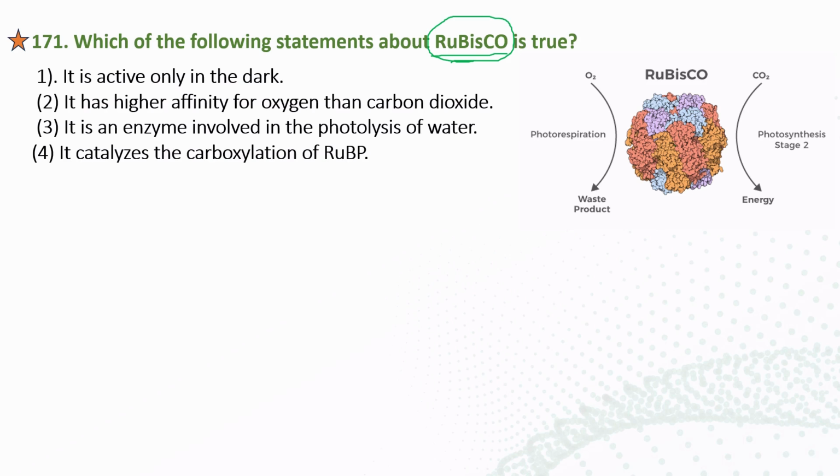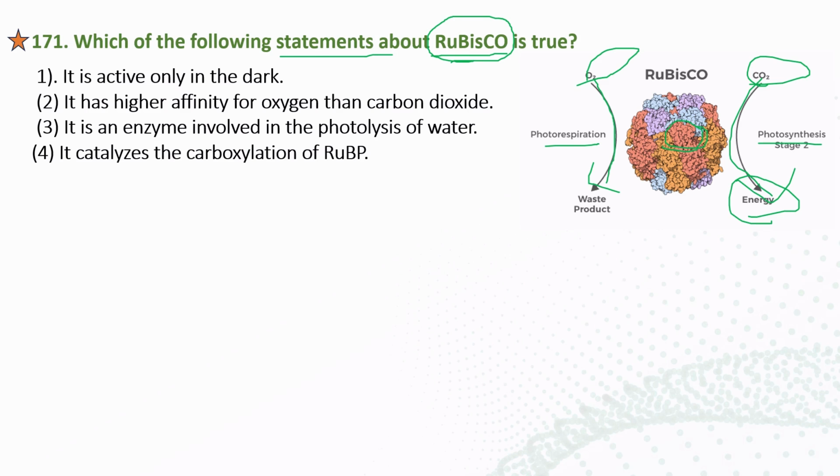Okay, it absorbs both oxygen and carbon dioxide. It absorbs the carbon dioxide and converts it into a waste product, whereas the CO2 is converted into energy. Here Rubisco is the enzyme which can show both photorespiration and photosynthesis. If you see here, you have to say which is true about Rubisco.